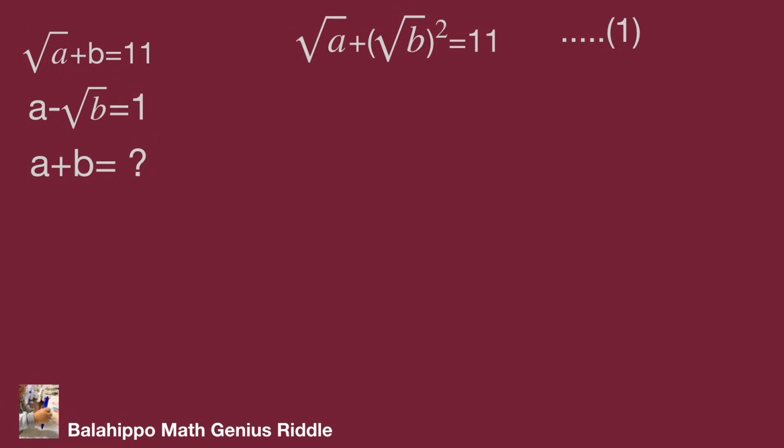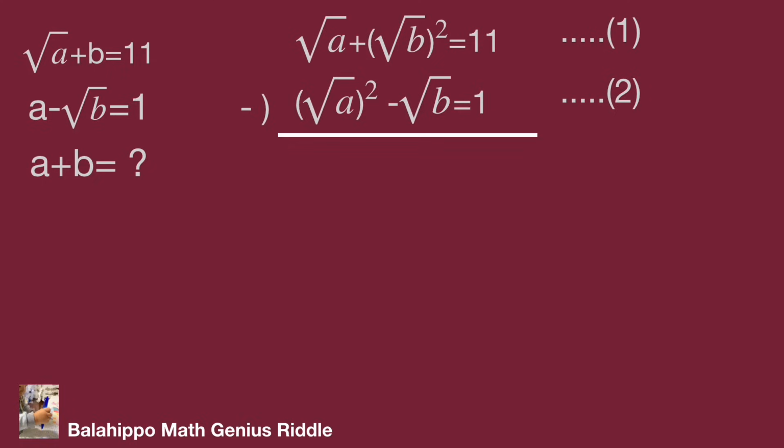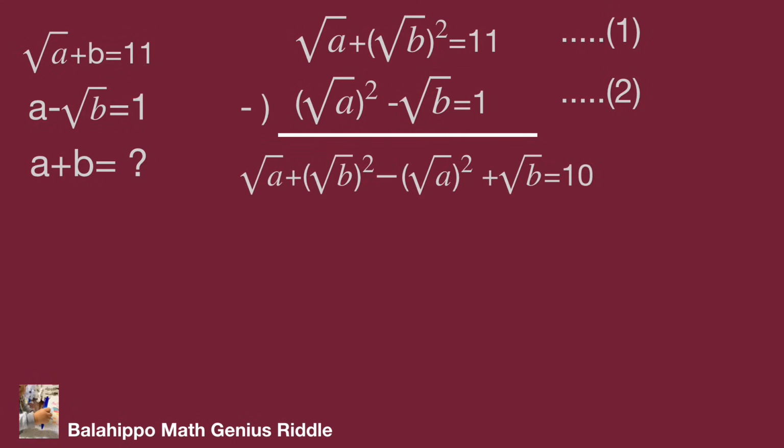Square root of a plus square root of b squared equals 11. I call it equation 1. And square root of a squared minus square root of b equals 1. I call it equation 2. Subtract equation 2 from equation 1. It becomes square root of a plus square root of b squared minus square root of a squared plus square root of b equals 10.